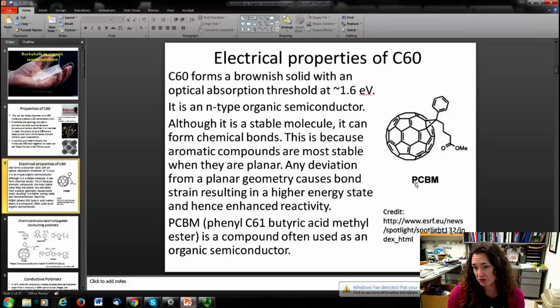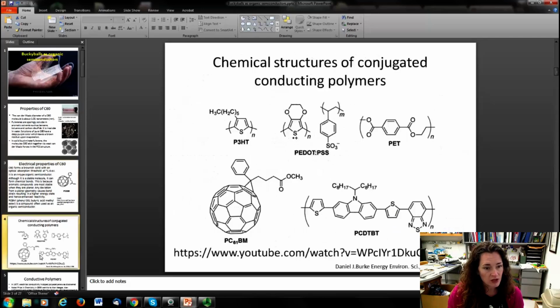So it is reactive, and you can get it to form bonds with other groups, like is shown here in PCBM, which is phenyl C61 butyric acid methyl ester. And this is a compound that's often used as an organic semiconductor. I've done some research with some of these compounds myself. Now, it's not the only kind of organic semiconductor out there. Here's some compounds that are also organic semiconductors.